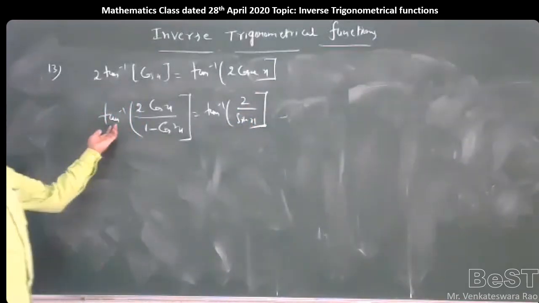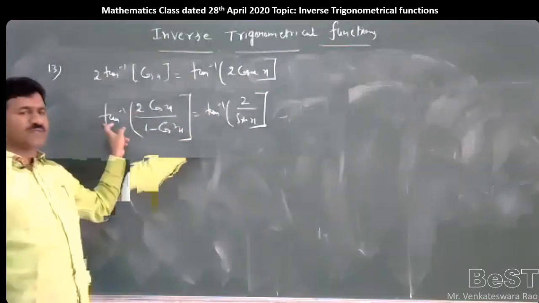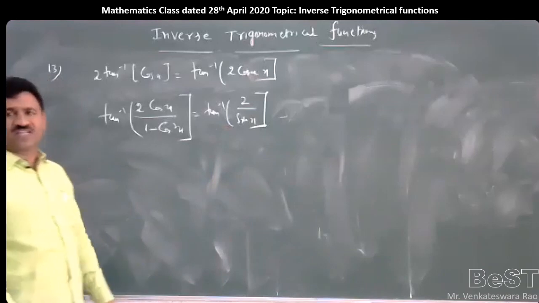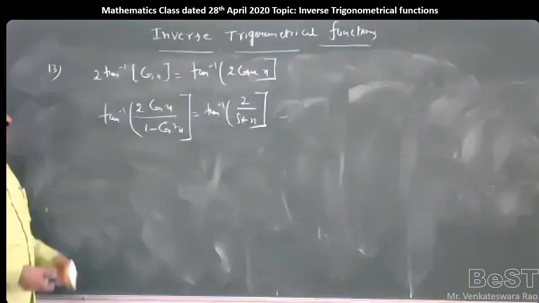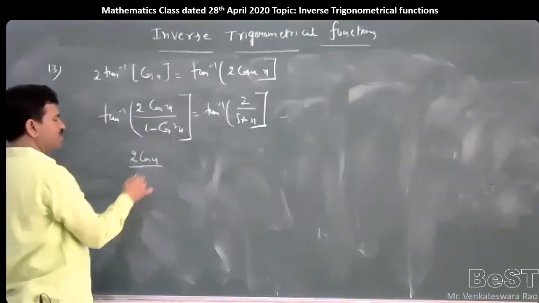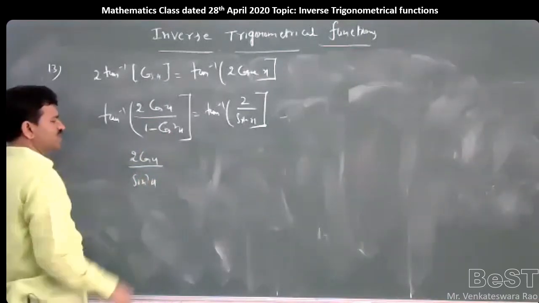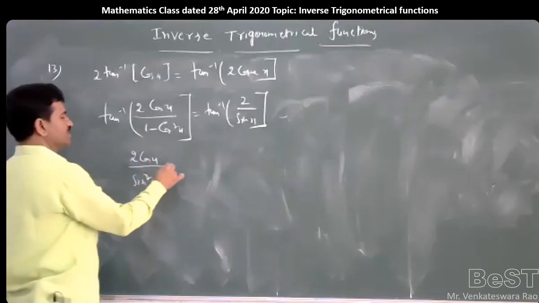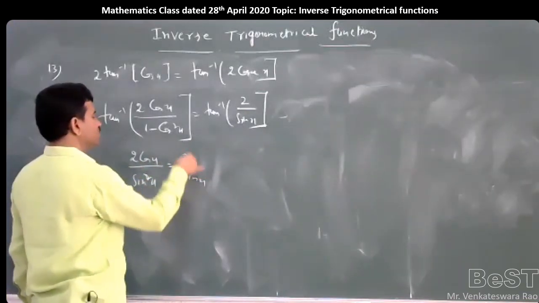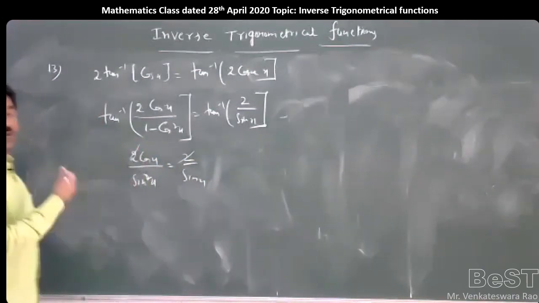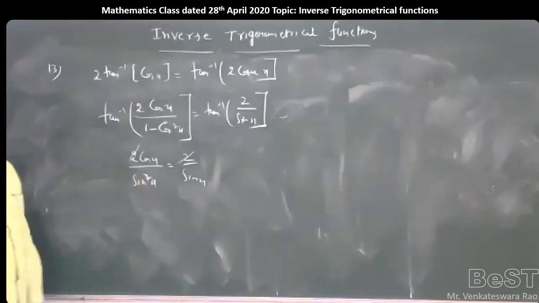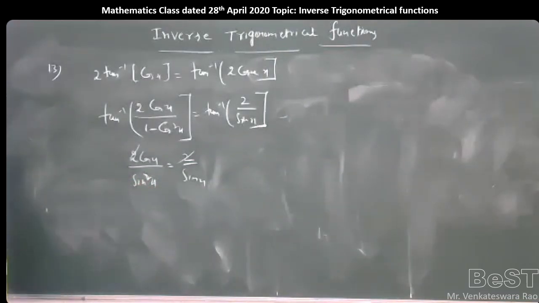Now on both sides the same function, tan inverse, so we can eliminate it. Eliminating tan inverse on both sides, that implies 2 cos x by 1 minus cos square x, which is sin square x, is equal to 2 by sin x. 2 is a fixed value, we can cancel it. We should not cancel the variables. Constants we can cancel. Now do the cross multiplication.